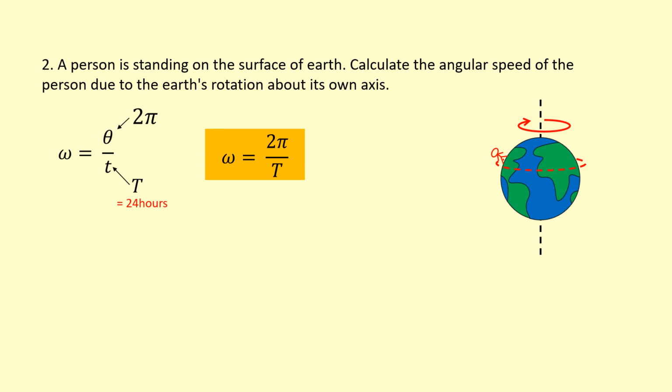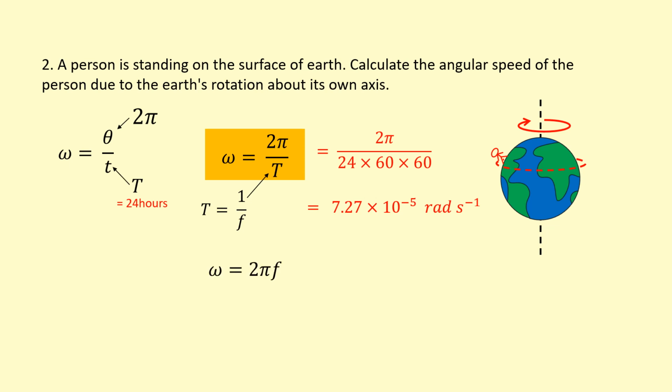And so let's put this number in. So we've got 2 pi divided by 24 hours, 60 minutes times 60 seconds. And that gives us an angular speed of 7.27 times 10 to the power minus 5 radians per second. So not too fast, not turning around too much of an angle per unit time. Okay, so while we're here, we know that time period is equal to 1 over frequency. So if we put that in at the bottom of the equation, it gets flipped over and multiplied at the top, which gives us another good equation, but not as useful as the first one. Omega equals 2 pi f.